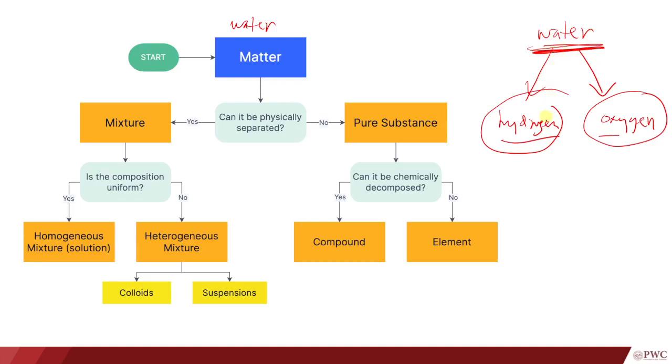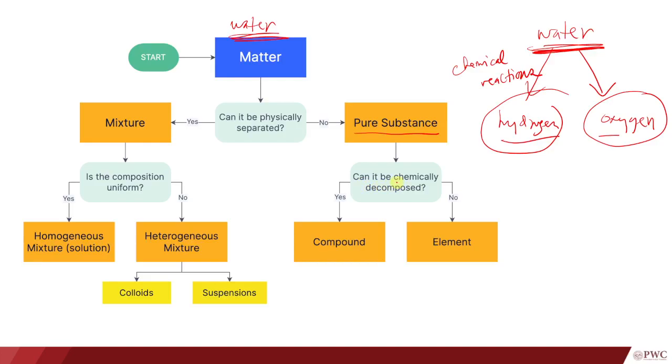Now, I can turn this one into this one by using chemical reactions, by chemical means. So again, let's go back to the question. Can it be physically separated? The answer is no. I cannot separate this one by simple physical means. I can only separate this one using chemical means. And this one is a pure substance.